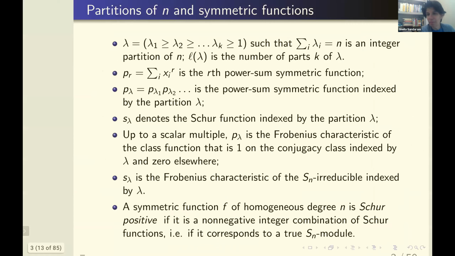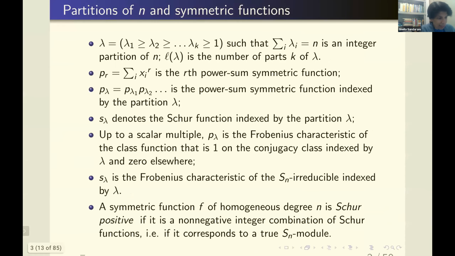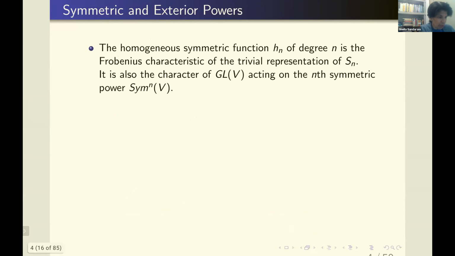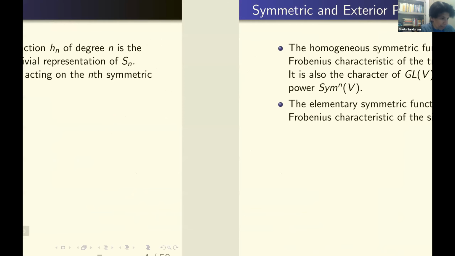I think your question might become clearer as I go on. All right, so the homogeneous symmetric function, Hn, degree n, corresponds to the trivial representation of Sn, right? And it's also the character of GLV acting on the nth symmetric power of V. Those are the two ways of thinking of it.